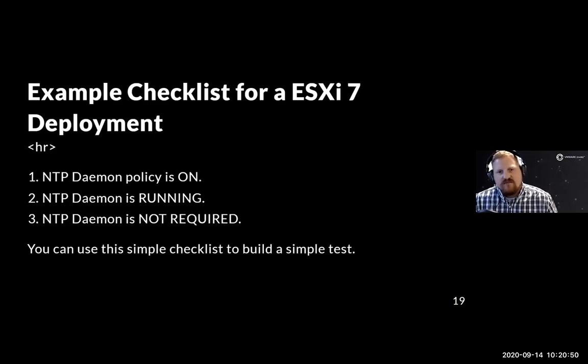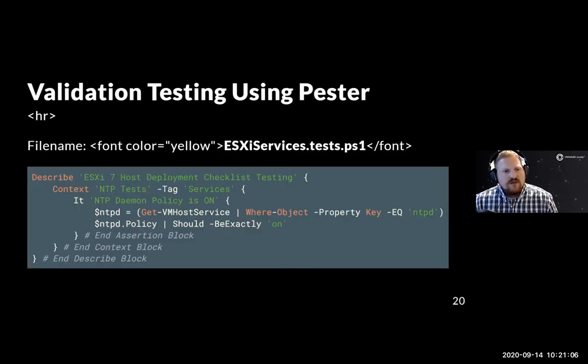You can use any checklist to build simple tests with Pester, especially with infrastructure tests. I've written some articles in the past on how to take checklists and turn them into tests. So we're going to do our validation testing using Pester. As you can see in the code example here, I've started off with the Describe block. I'm just going to call this ESXi 7 host deployment checklist testing. The context of the testing that I'm going to do is just called NTP tests. And you can see that I use the tag services.